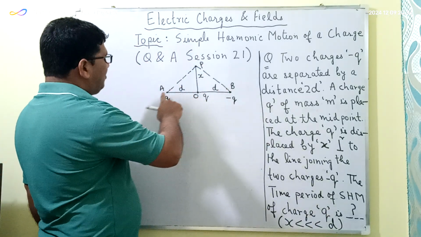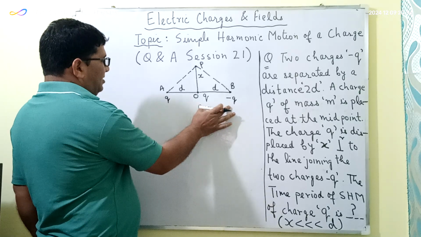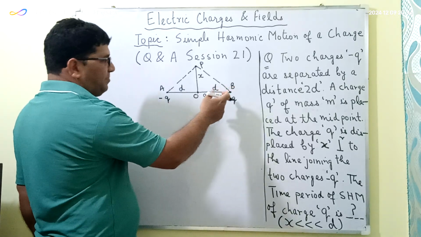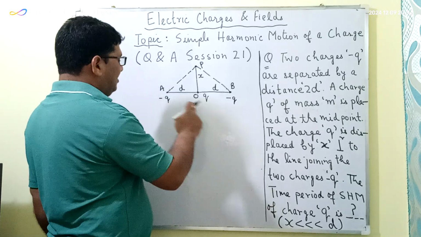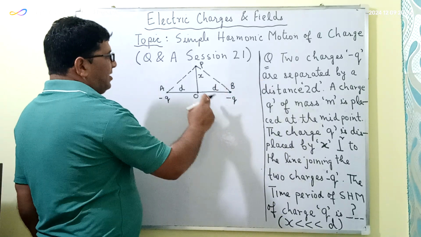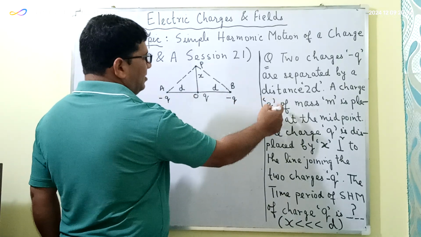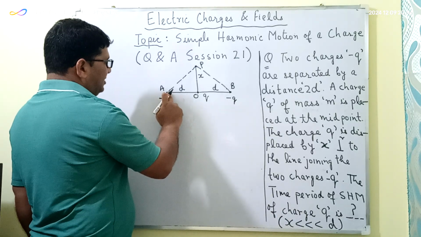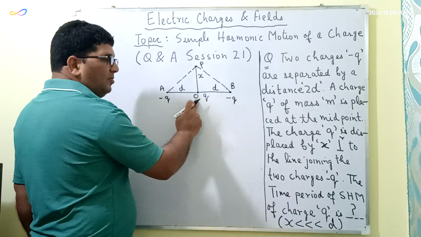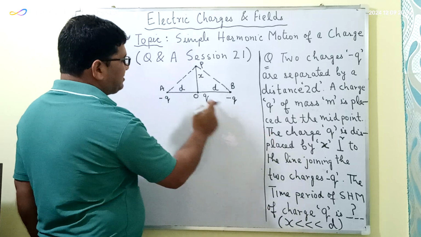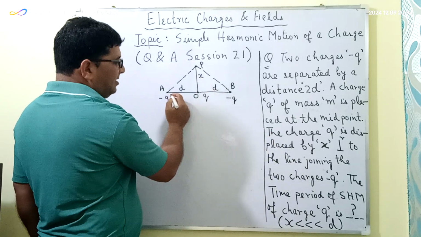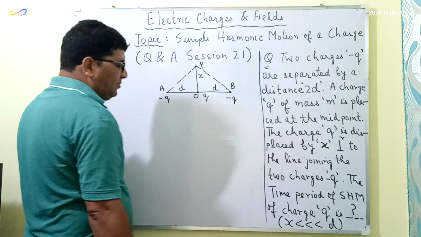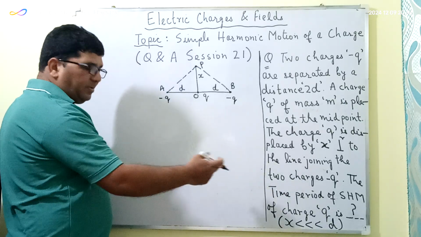So based on this question, I have already drawn here one simple diagram in which the charges minus q are placed at the points A and B in free space, and the separation between these two charges, that is minus q and minus q, is equal to 2d. Now a charge q of mass m is placed at the midpoint. Midpoint means that it is placed on the line joining the charges minus q and minus q at the midpoint, and this charge q is displaced by a certain distance x perpendicular to the line joining the charges minus q. So in this case, the time period of simple harmonic motion of the charge q has to be found out.